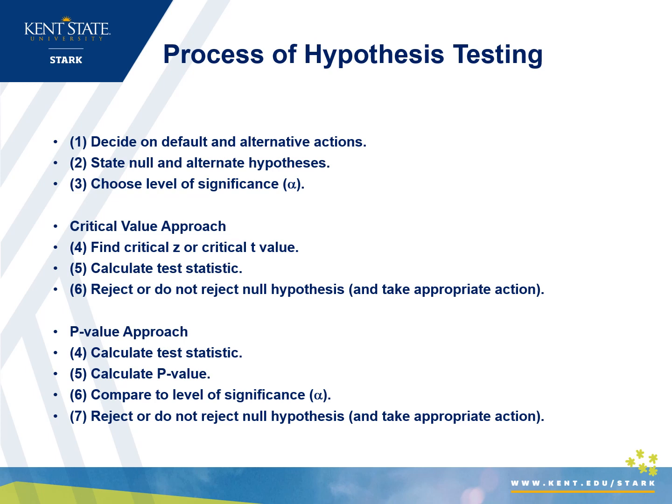From here, there are two approaches we can take. One is the critical value approach. Down this path, you'll find a critical z or t value, calculate a test statistic based on our data, and then either reject the null hypothesis or not reject it and act accordingly. The other approach is the p-value approach. Down this path, we will calculate the test statistic, then the p-value, and then compare the p-value to the level of significance. Based on that comparison, we'll either reject or not reject the null hypothesis and act appropriately. Don't worry if you're a bit lost. We'll go through this in more detail, step by step.